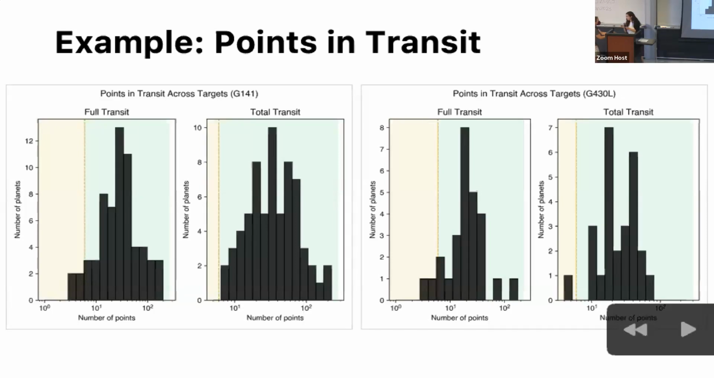A lot of them are okay. But some of them are being flagged yellow.